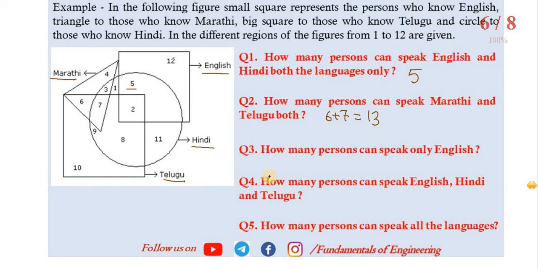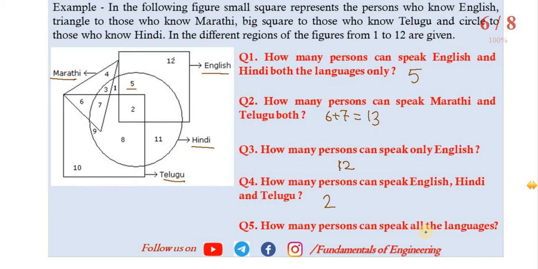Third question. How many persons can speak only English? They should not speak any other language. So only 12 persons. And fourth, how many persons can speak English, Hindi and Telugu? They have to have all 3 languages. So 11 will not be there because English is not there. 12 is not there, and 5 is also not there because it does not belong to Telugu. So only 2 persons can speak English, Hindi and Telugu.